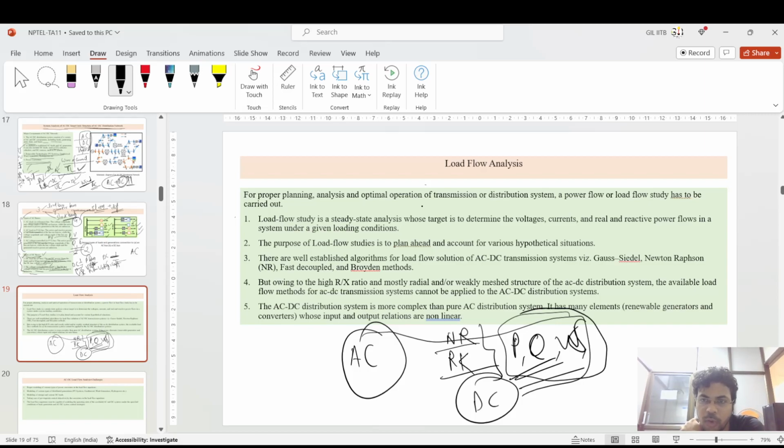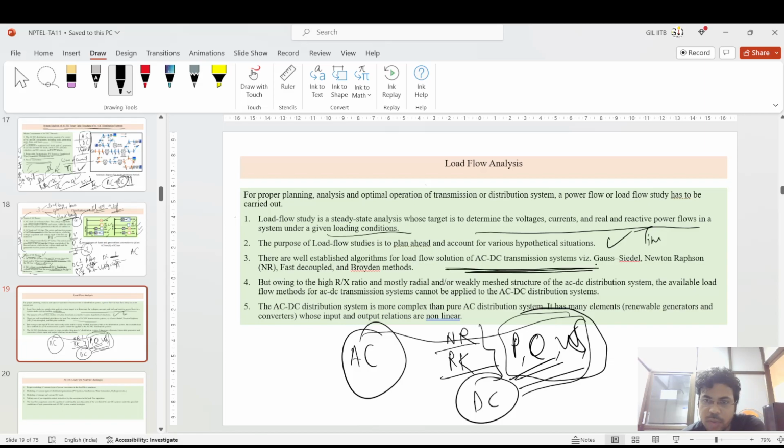So for proper planning, you need load flow analysis comprising both the AC system and the DC system. It is a steady state analysis, as you already know, that determines voltage, current, real power and reactive power which flow under a given loading condition. And it should be done in a time-ahead system, where you have to check whether the power flow is there initially, so what kind of power flow you have to dispatch.